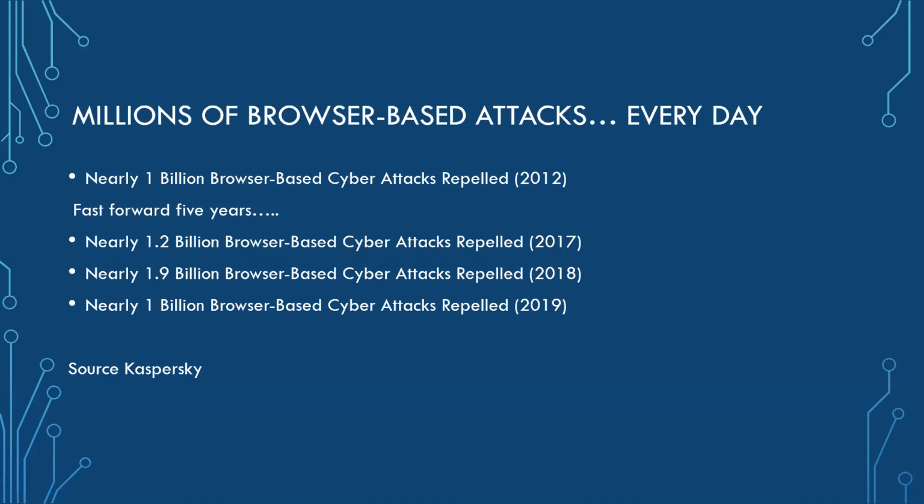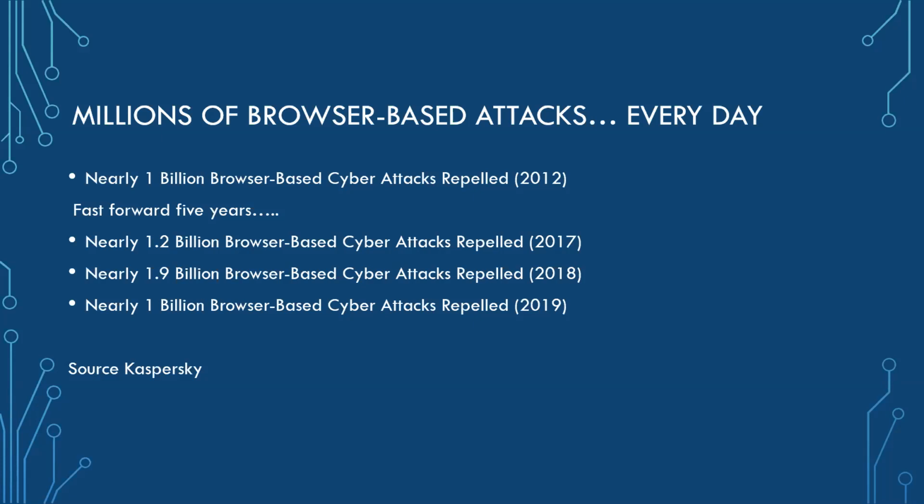In 2012, you can see my screen, it says that there were nearly 1 billion browser-based cyber attacks repelled. Please take note of the word repelled. So those were the ones that Kaspersky found and were able to stop. How about the ones that weren't picked up by Kaspersky, and also the ones that happened on laptops or on systems that didn't have Kaspersky installed, like the antivirus solution or browser security solution? So this number definitely is way higher than this. So it says nearly 1 billion browser-based attacks in 2012.